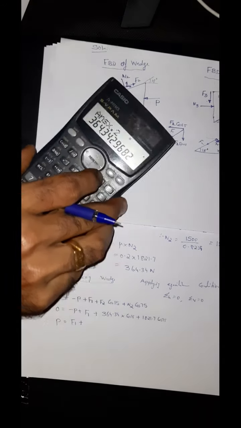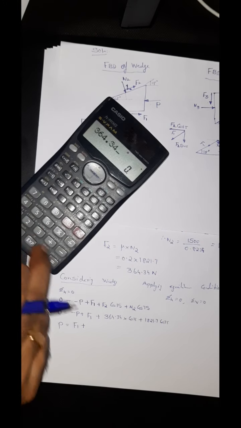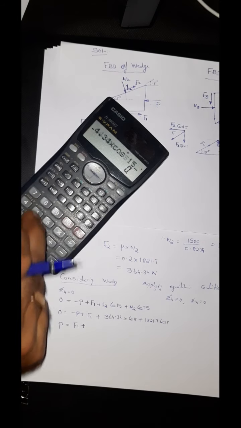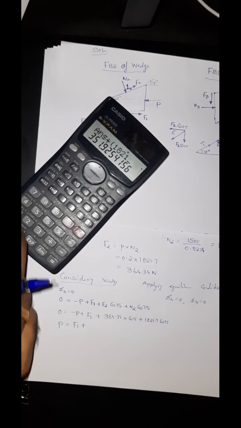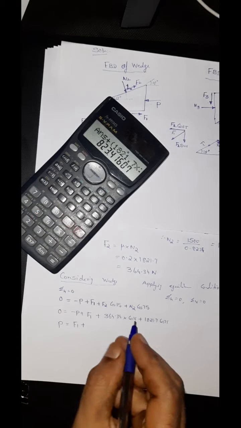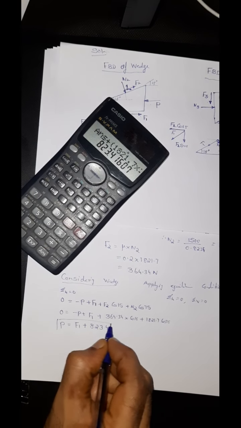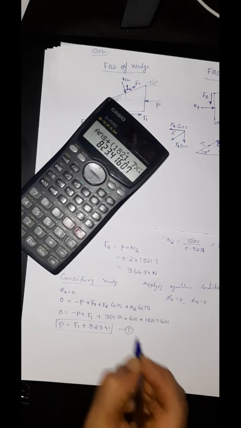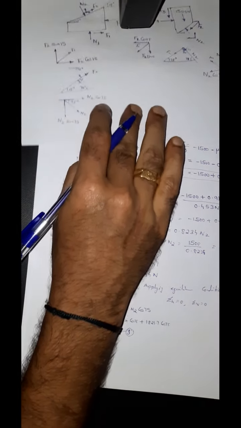So let me take this P outside. So P is equal to F1 plus 364.34 into cos 15 plus 1821.7 into cos 75, which works out to 820.41. We have already considered equations 1 and 2, and this can be written as equation number 3.